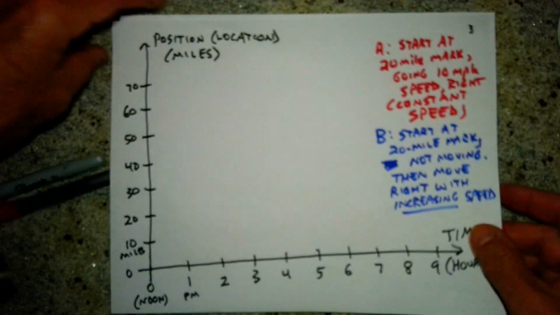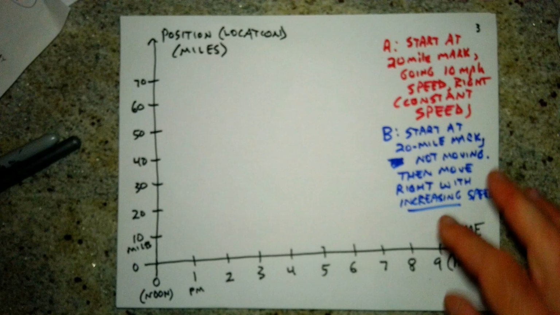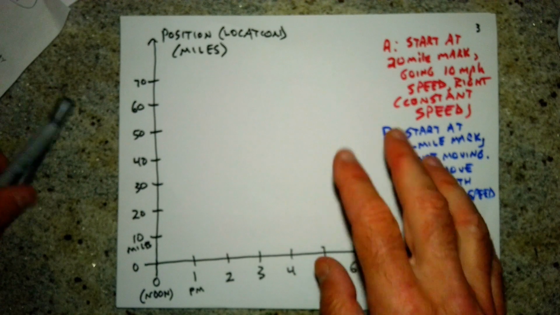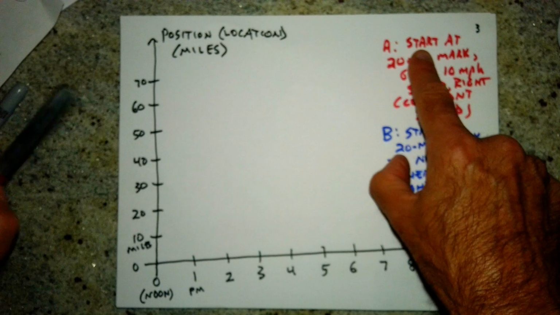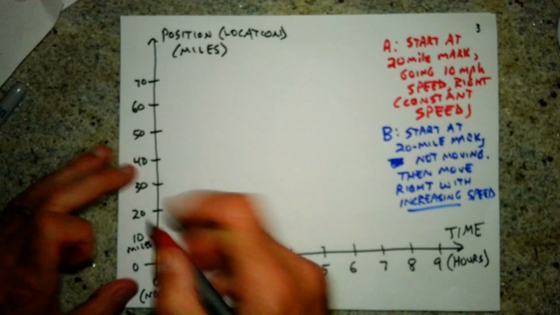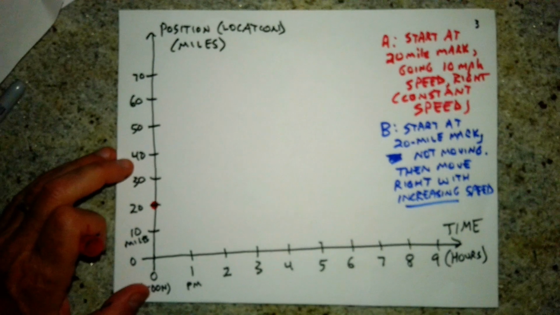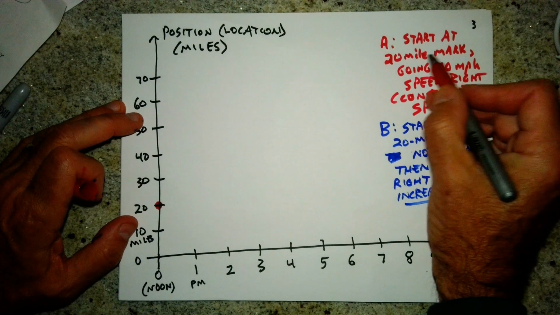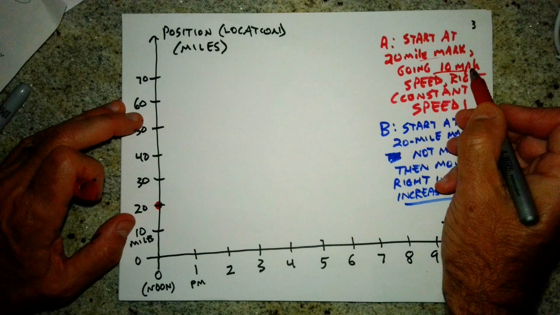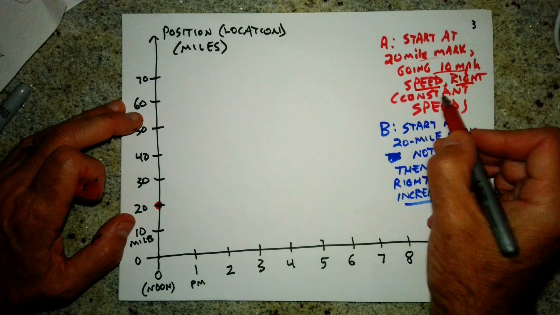Okay, next graph. Each of these graphs, by the way, is teaching a lesson, moving left, moving right, moving slow, moving fast, standing still. So this one has a new lesson. Okay, car A is going to be in red. Start at the 20-mile mark. So that's right here. Okay. Start 20 miles, already going 10 miles per hour. Speed right, and it's a constant speed.